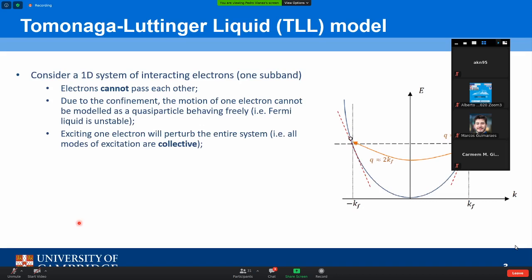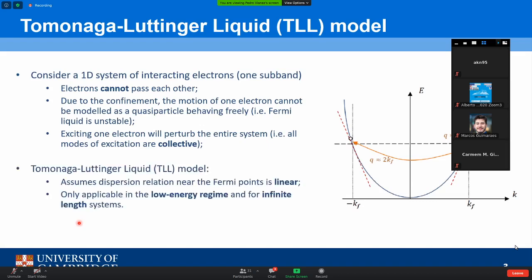What this means is that the Fermi liquid theory is unstable, the theory breaks down, and in its place we have what's called the Tomonaga-Luttinger liquid model. Now, this theory has been around for quite some years. There is plenty of experimental evidence in favor of it, in semiconductor quantum wires, carbon nanotubes, edge states, and more recently in cold atoms as well.